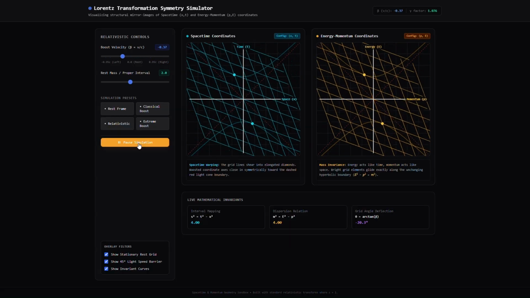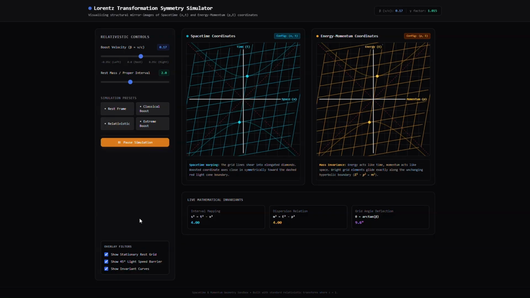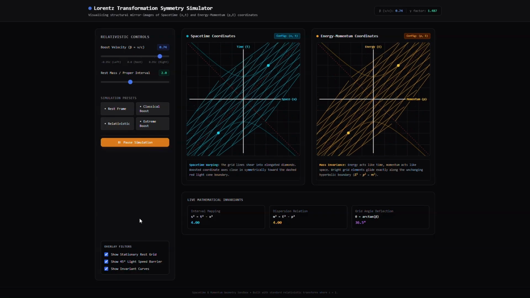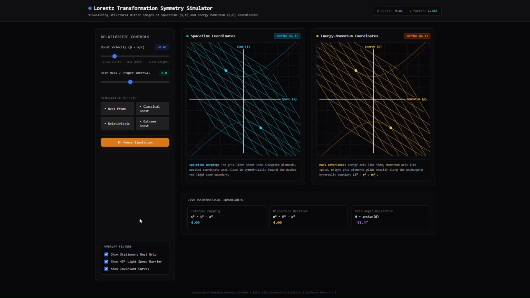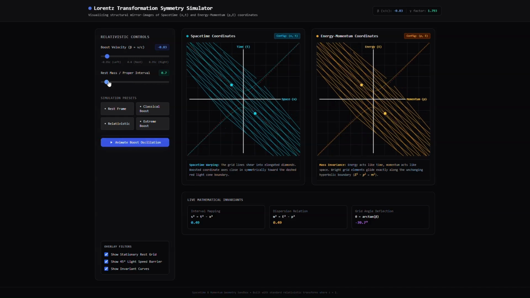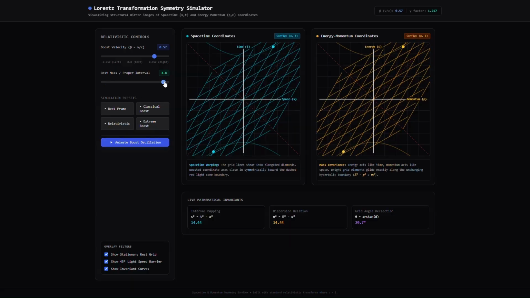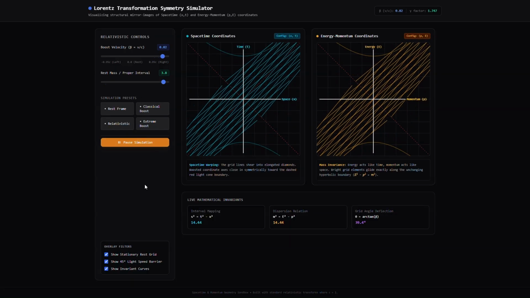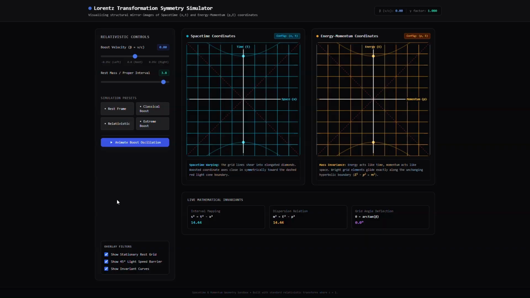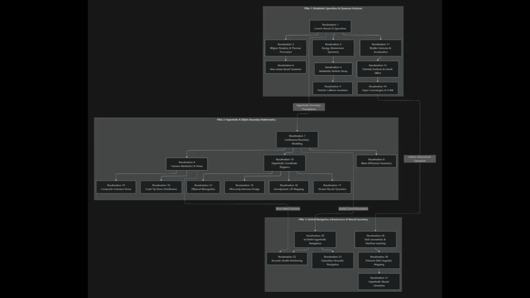Consequently, as relative boost velocity increases, both coordinate lattices undergo identical, diamond-like shearing and grid tilts, where the moving reference frames close in symmetrically toward the shared, invariant 45-degree diagonal representing the absolute speed of light. This dual-panel layout highlights the core principle of physical invariance across varying frames of reference.